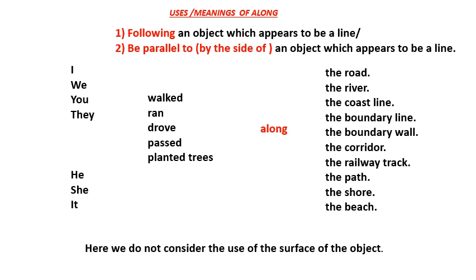Here, one important point to be noted is that while using along, we do not consider the use of the surface of the object. When we want to consider the use of the surface of the object, we need to use the preposition on.